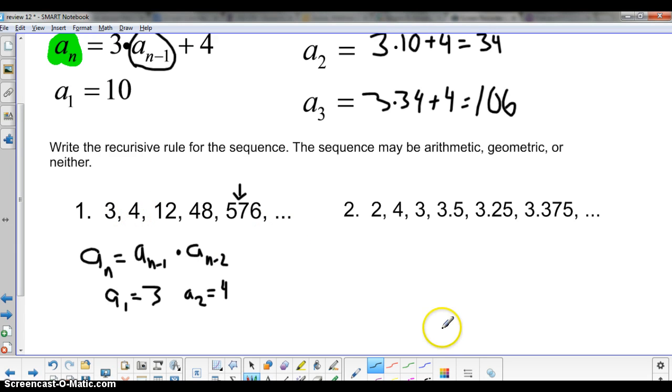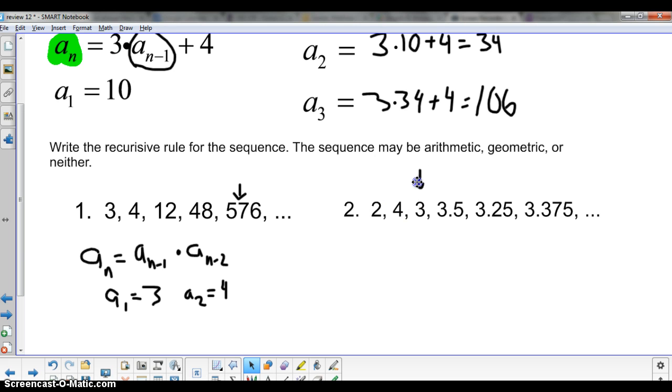Number 2, what's happening here? Again, I'm going to start with the second term and see if I can figure anything out. Well, 2 times 2 is 4, so maybe it's multiplying by 2, but then I go to the next term, that doesn't work, it's less. So it's not multiplying by a negative number, so something else is happening. Okay, what else? How do I shrink a number? Division. So we want to start thinking about division. These are some of the skills you need to use as you're figuring these things out.